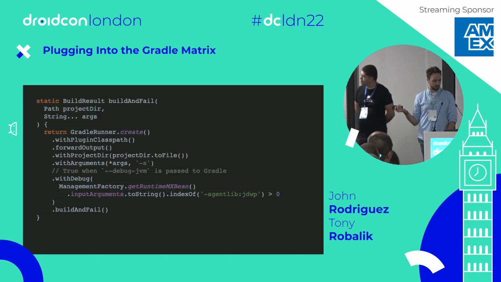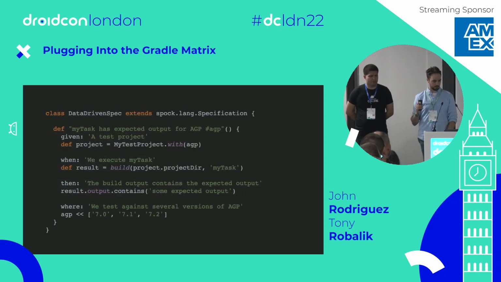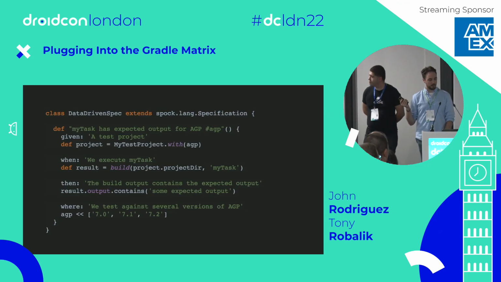This is how to use TestKit. Okay, this is a more interesting bit. So this is the data-driven test. This is a simplified version of what I use both at Register and in the dependency analysis plugin.